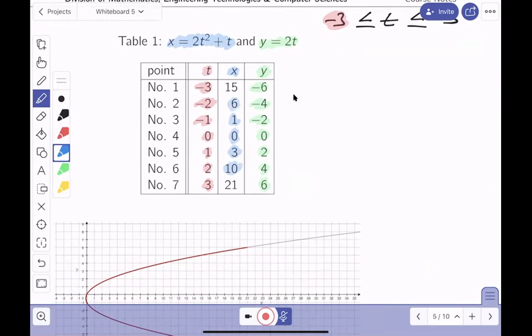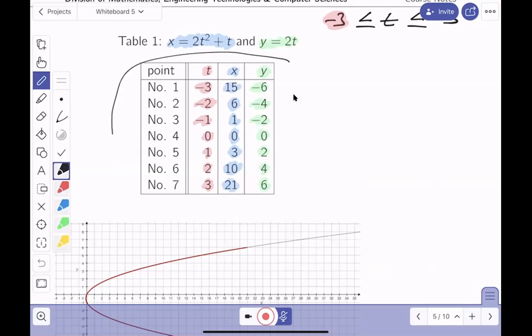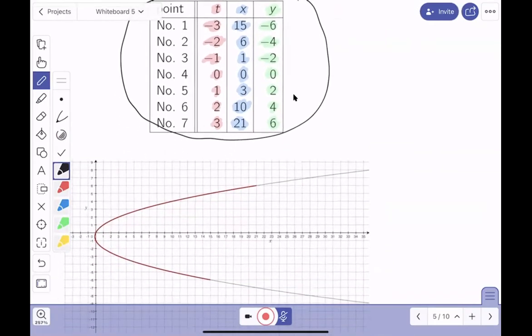Then I'd probably say 3 is easy. 9 times 2 is 18. 18 plus 3 is 21. Fairly simple. -3. That's going to be 9 times 2 is 18. 18 minus 3 is 15. You need to be able to do this. I can't say this enough times to you. You need to be able to verify simple tables. Then what do they tell you to do? Plot the points in order.